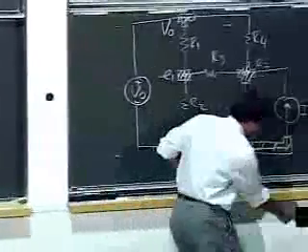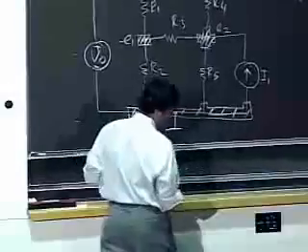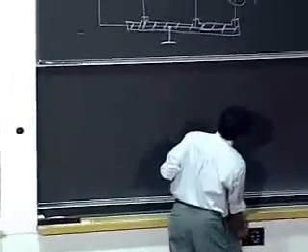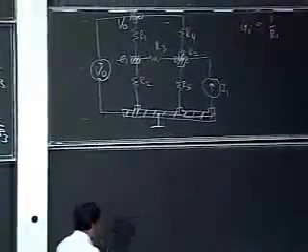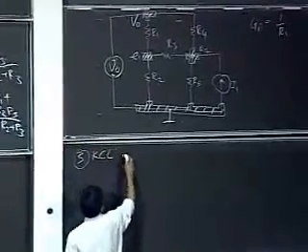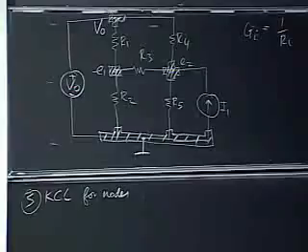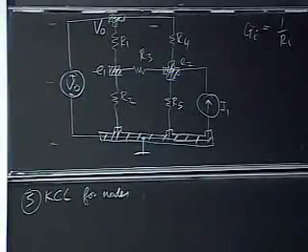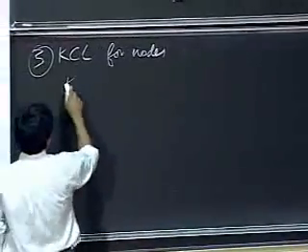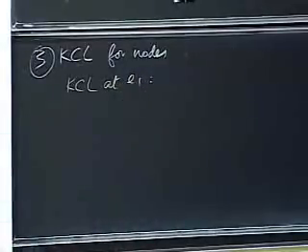Now let me go ahead and, okay, so let me go ahead and apply step 3. And step 3 says, go ahead and apply KCL for each of the nodes at which you have an unknown node voltage. And then that will give you your equations. So let me start by applying KCL at E1. So let me write KCL at E1.